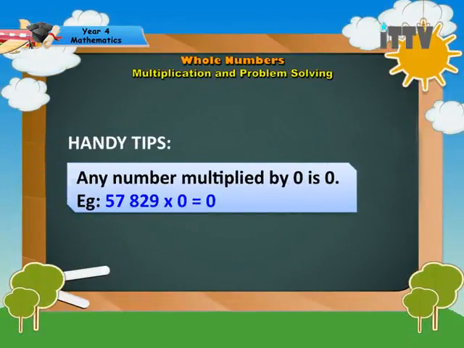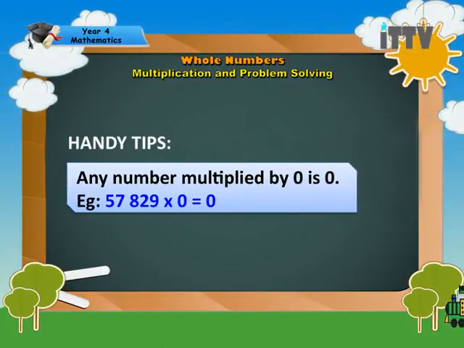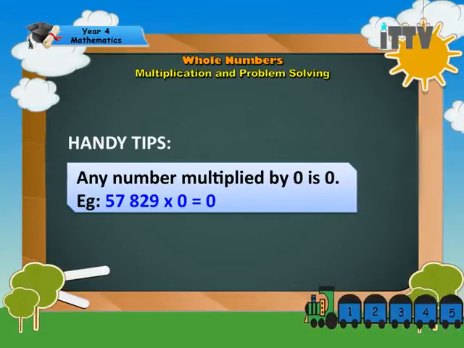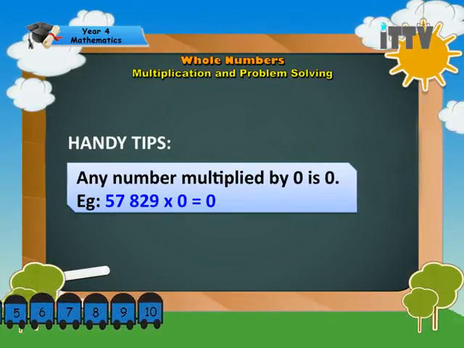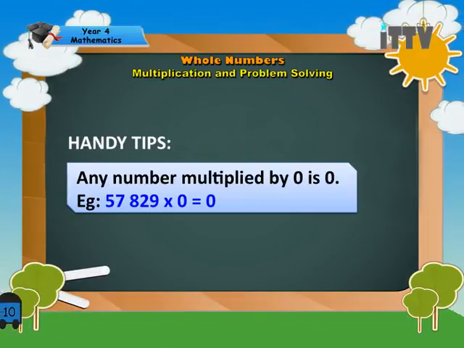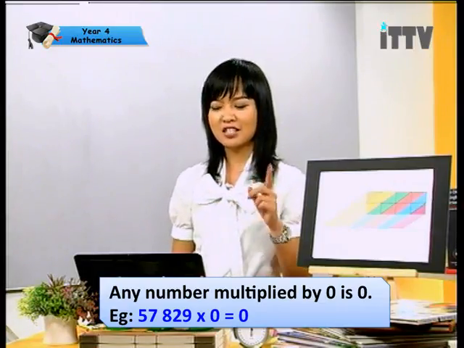Now, any number multiplied by 0 is 0. For example, if you have 57,829, multiply by 0, your answer is 0. Okay? Remember, any number multiplied by 0 gives you 0.